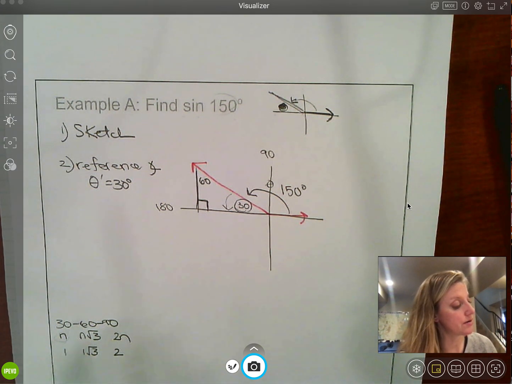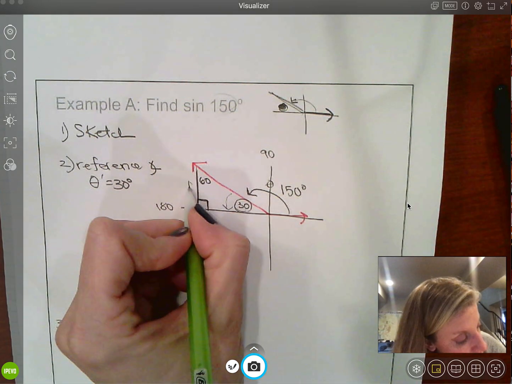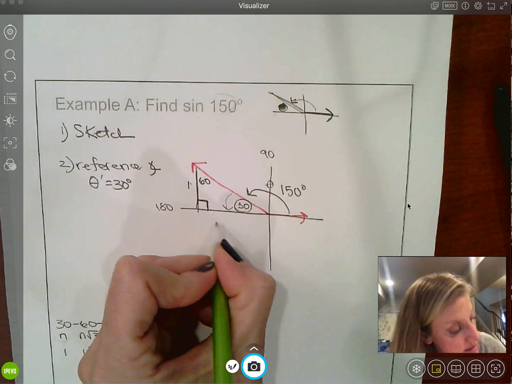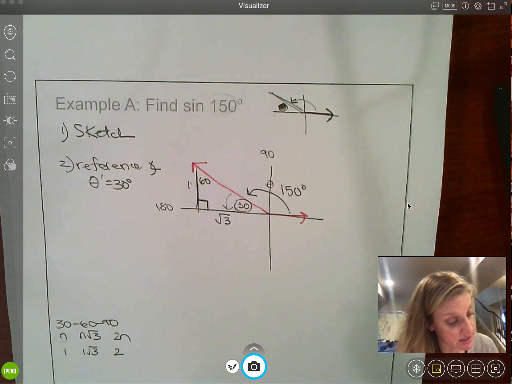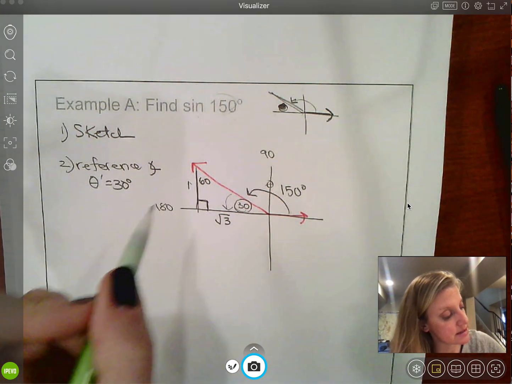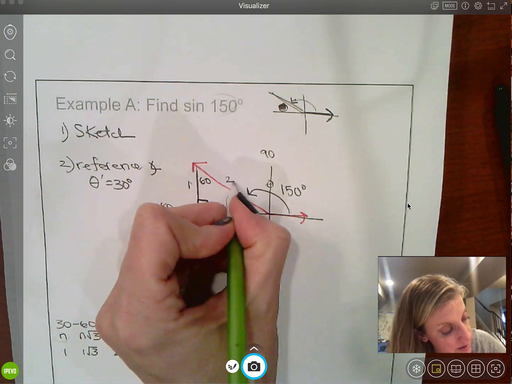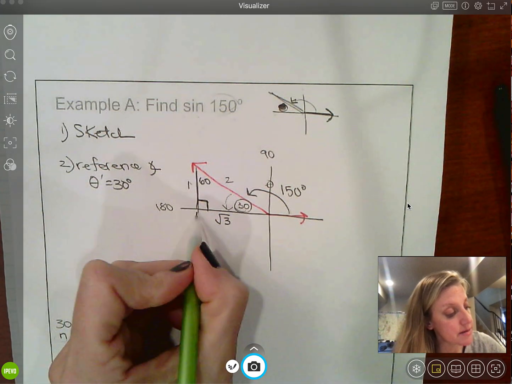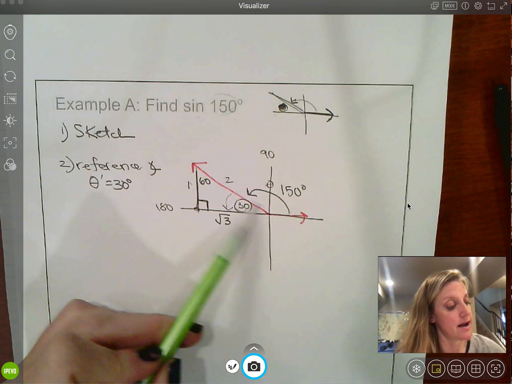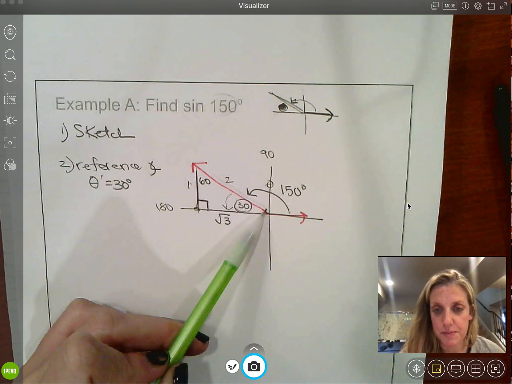So let's fill out our triangle. Opposite the 30 is 1, opposite the 60 is 1 root 3, or I'll just say root 3, and the side opposite the 90 degree angle gets a 2. Now let's think about that. There's a few funny things going on. The hypotenuse will always be positive.